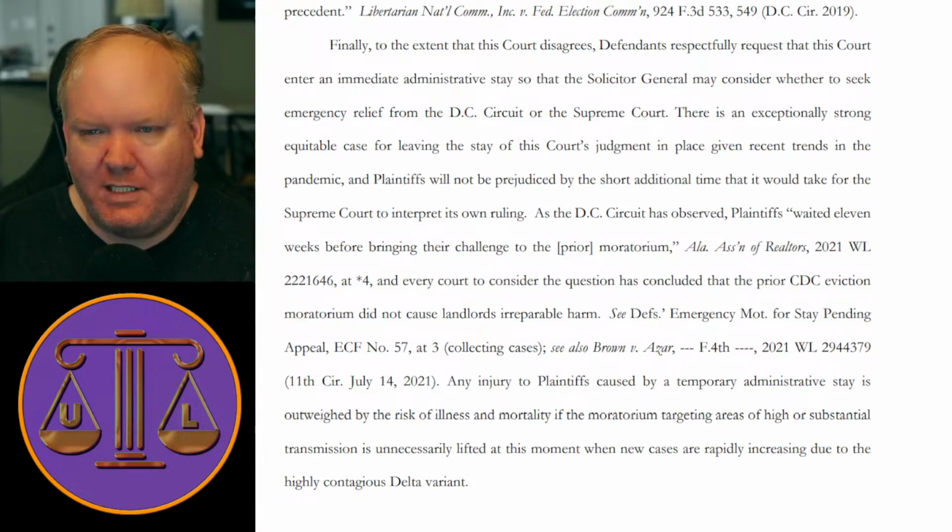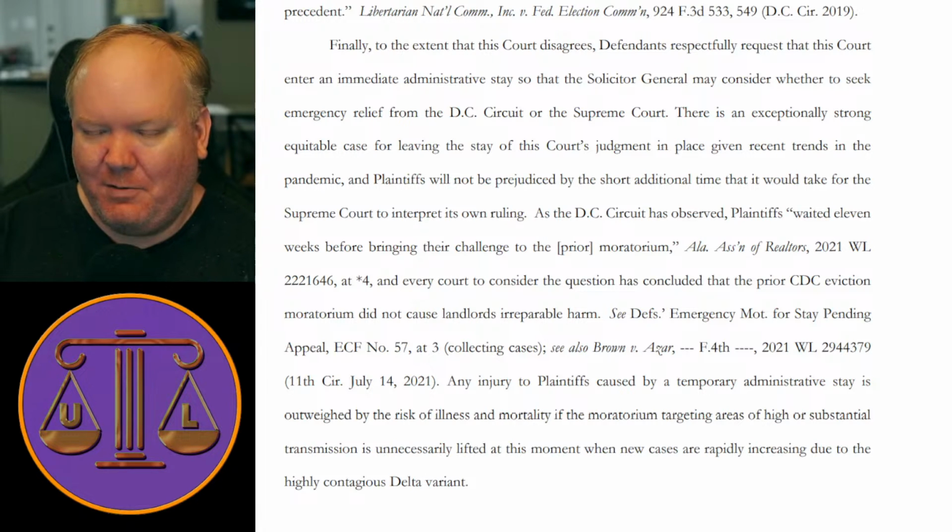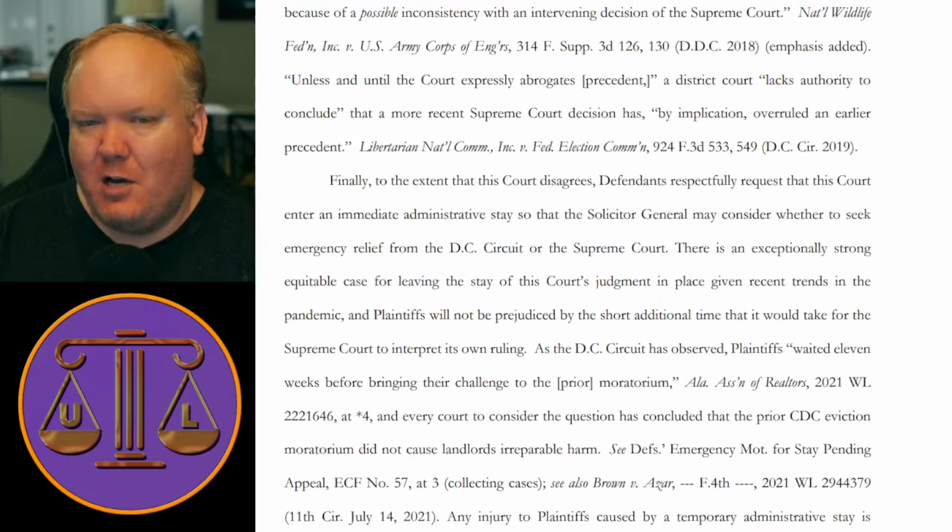To the extent the court disagrees, defendants respectfully request this court enter an immediate administrative stay so the Solicitor General may consider whether to seek emergency relief. There's an exceptionally strong equitable case for leaving the stay of the court.